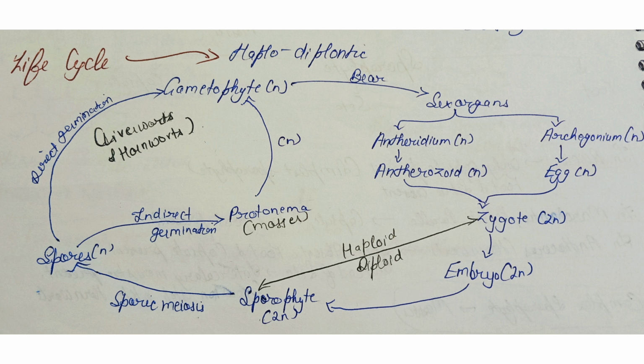This is the diagram of the life cycle of bryophytes. Bryophytes are haplodiplontic in their life cycle. You can see here the gametophytic as well as sporophytic phase clearly. The gametophytic phase is large and is dominant over the sporophyte phase.